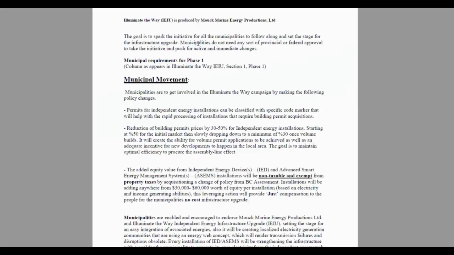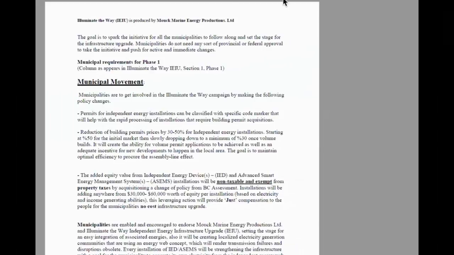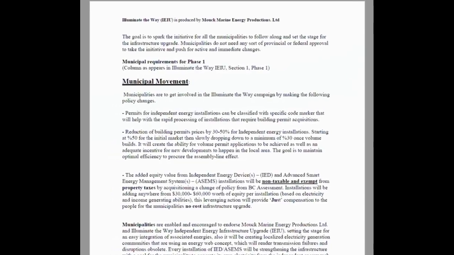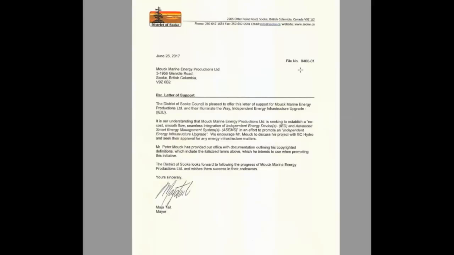Municipalities do not need any sort of provincial or federal approval to take the initiative and push for active and immediate changes. Well, that definitely is true, because look at there, there's the action, there's the support, there's what made it go. Well, the actual original signing of the document was June 30th. So the day before Canada Day, it's almost like the day before Christmas kind of thing.